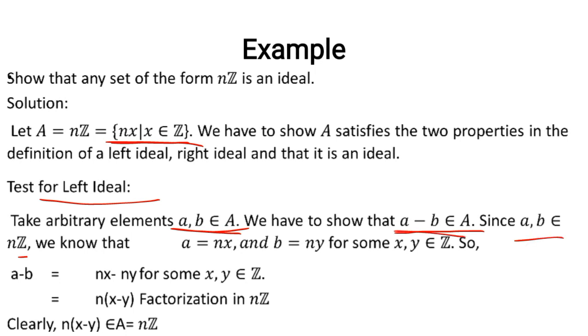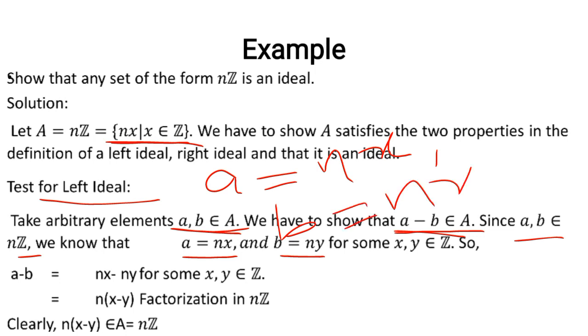So a and b in this will take the form a equals nx, and b equals ny. Like I said, you could make it nx1 and nx2, depending on how you want your computation. But be careful that the n remains n and these two are changing, because they are any elements in the set of integers Z. Now what will a minus b look like? It will simply be nx minus ny, because a is nx and b is ny. So wherever you see a, put nx, wherever you see b, put ny.